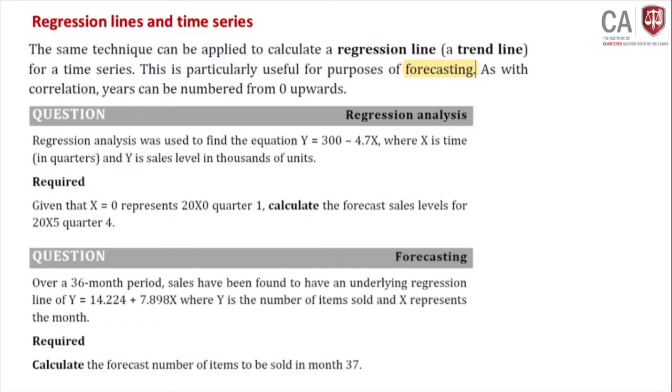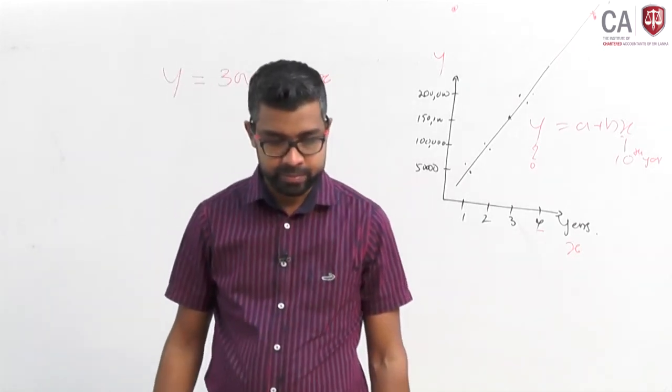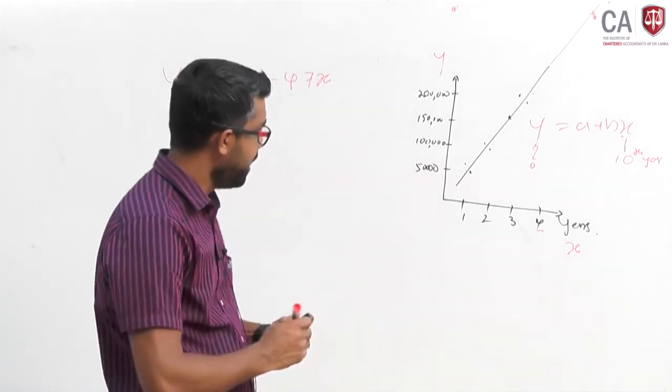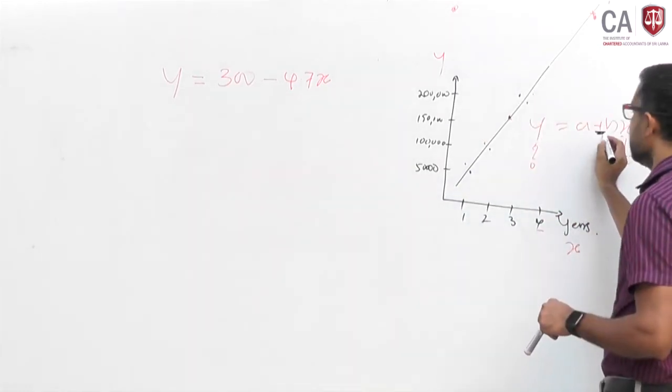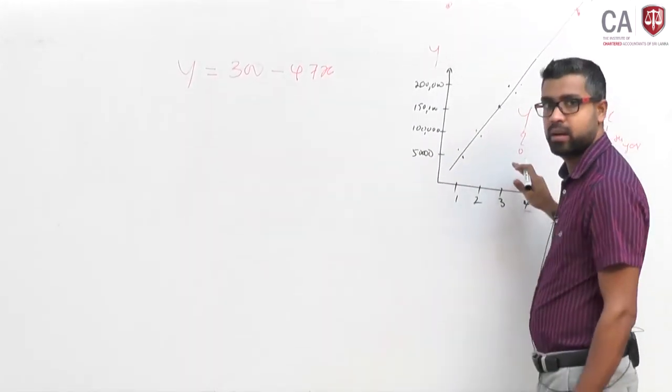Look at this question now. Regression analysis was used to find the equation y equals 300 minus 4.7x, where x is time in quarters and y is sales level in thousands. Now you may have a question: here we saw a plus, but here it is a minus. If the slope goes like this it is plus; if it comes this way it will be minus.